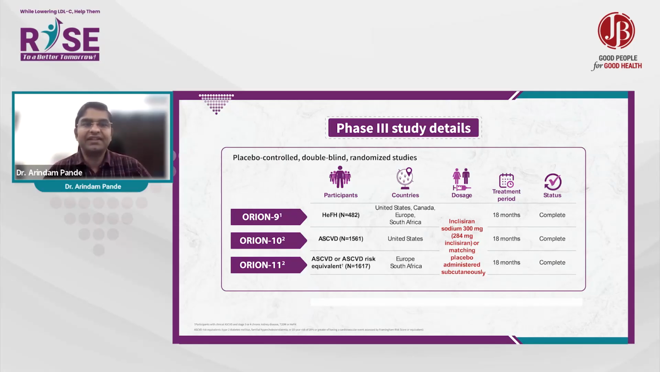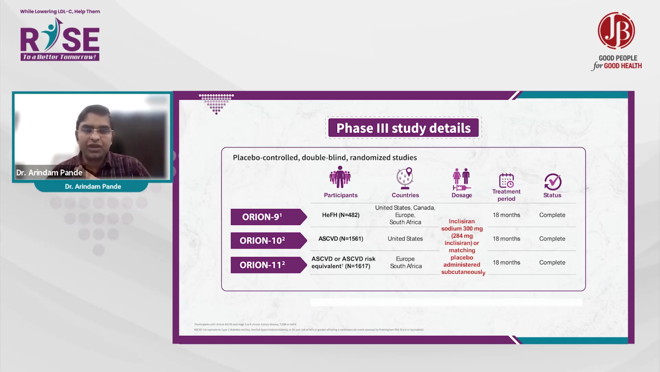We can go ahead. Phase 3 trial. There are two kinds of trials with inclisiran. To be very honest, inclisiran now is manufactured by Novartis, but it is not their research molecule. They bought it from The Medicines Company. So you get two series of trials. The ORION group of trials, ORION 9, 10, 11, were all conceptualized as well as conducted by The Medicines Company.